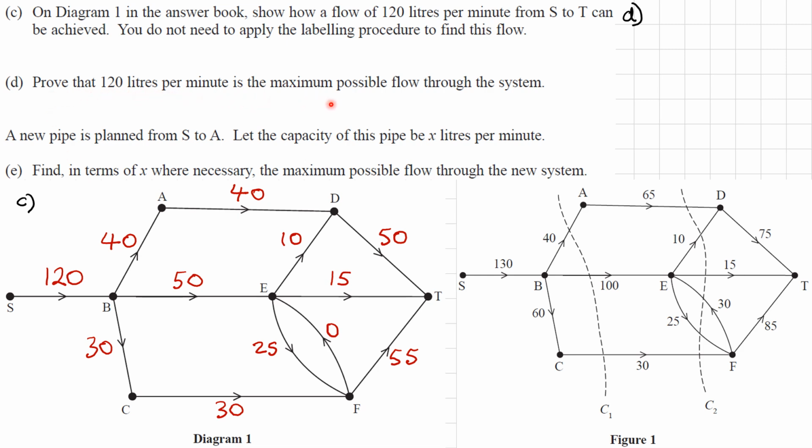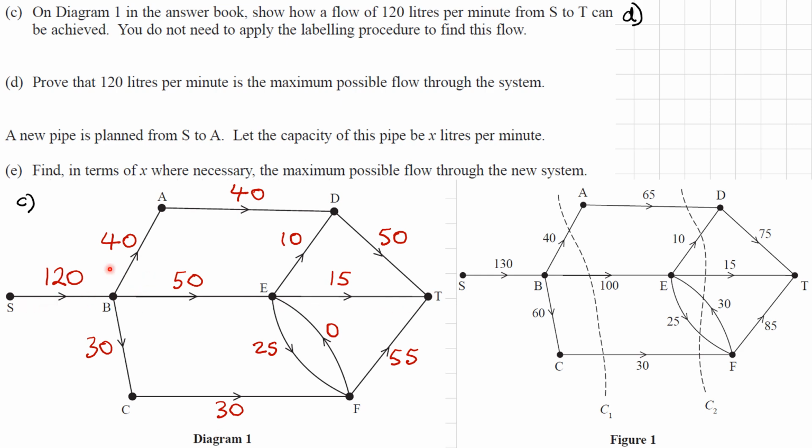is the maximum possible flow through the system. Now to do this, we're going to use the maximum flow minimum cut theorem. So we need to find the minimum cut through this capacitated directed network, and a minimum cut needs to pass through saturated arcs from S to T or empty arcs from T to S.